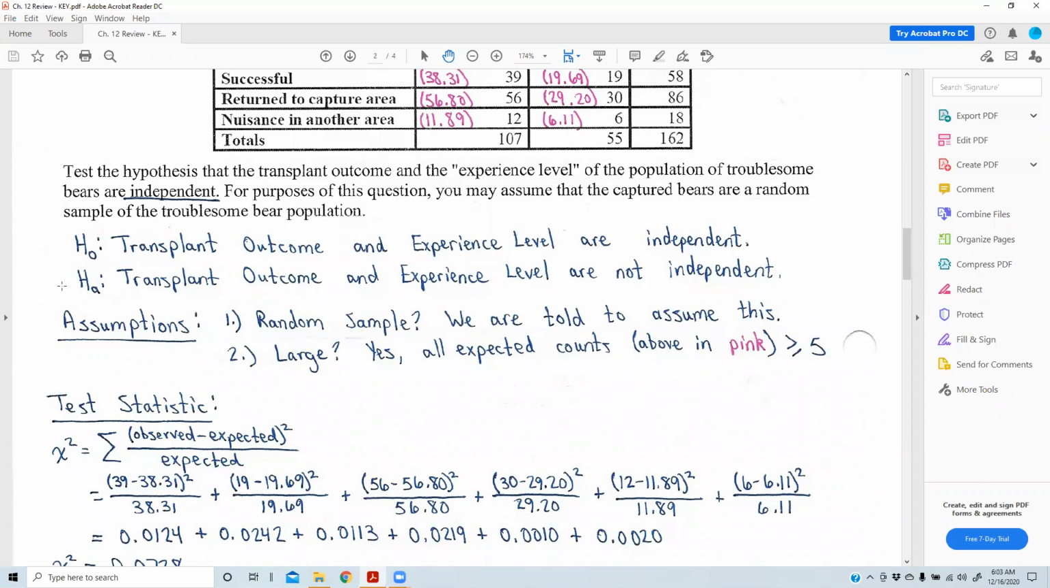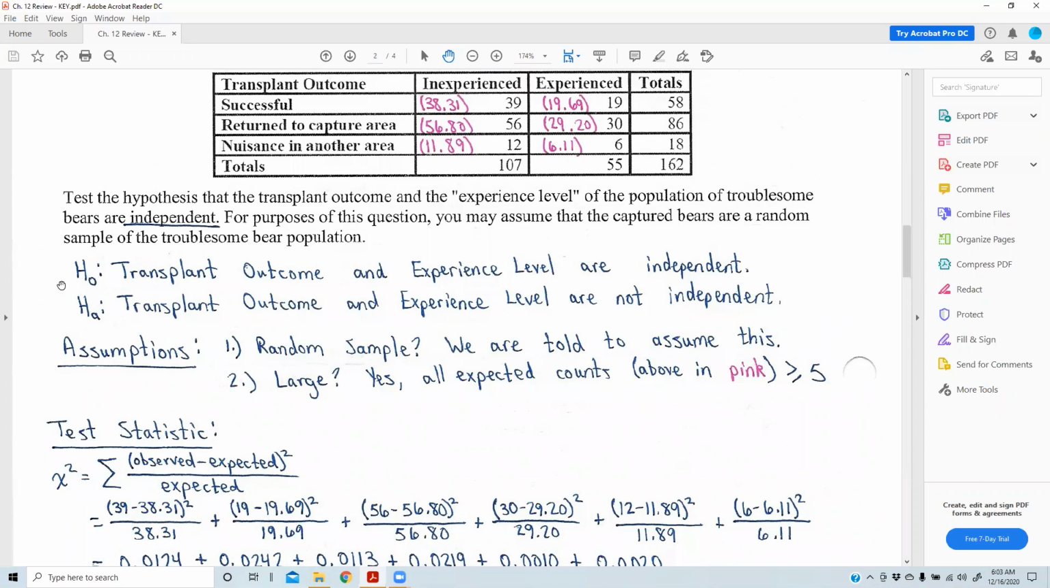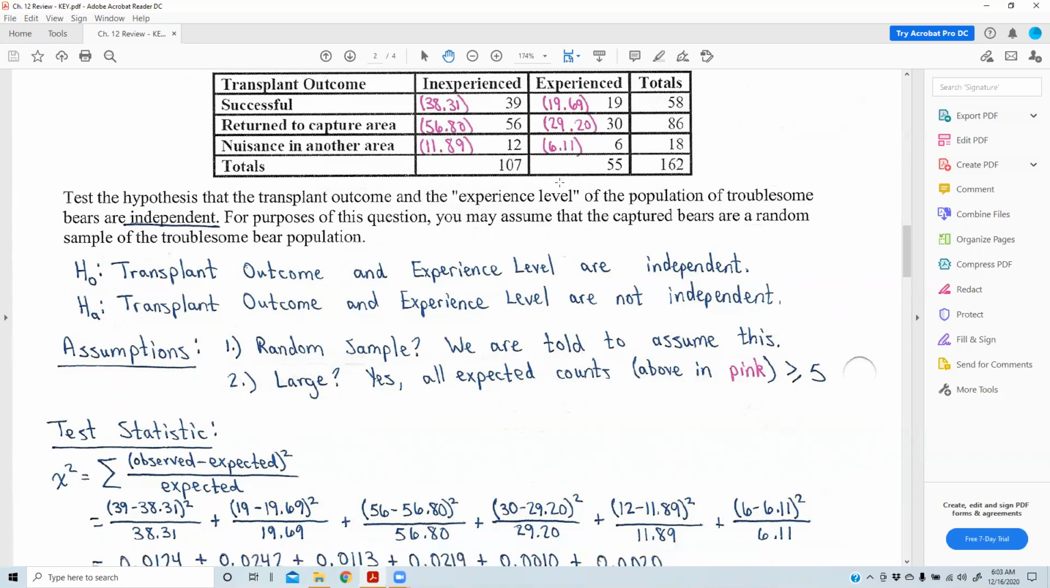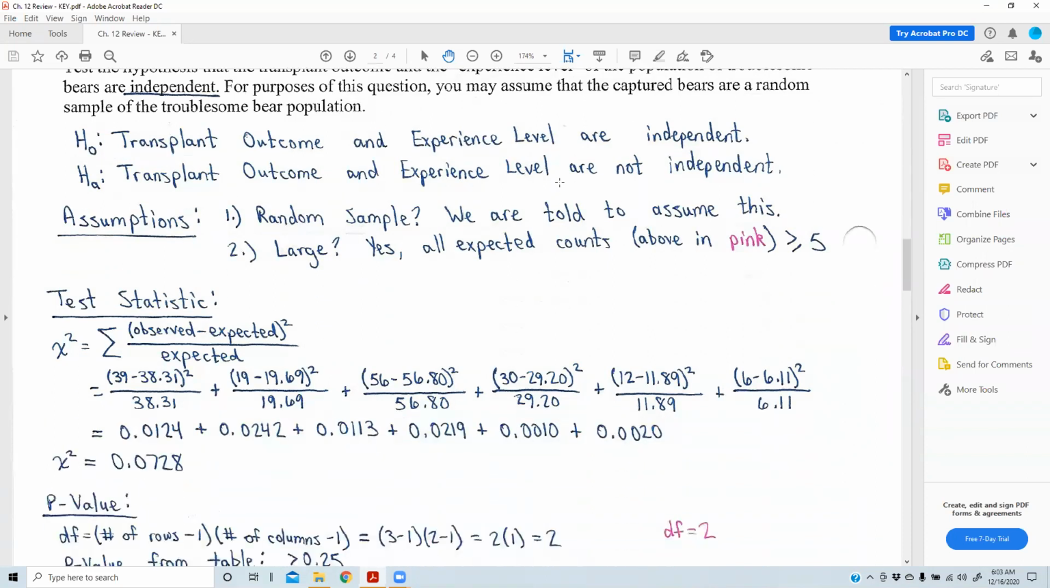Is it a large sample? Well, I calculated the expected counts and put them in my table in this pink color, or maybe magenta, whatever you want to call it. They're up here in this color. Are they all greater than 5? Yes. So we're good there. Since we're good there, we can proceed on to the test statistic.